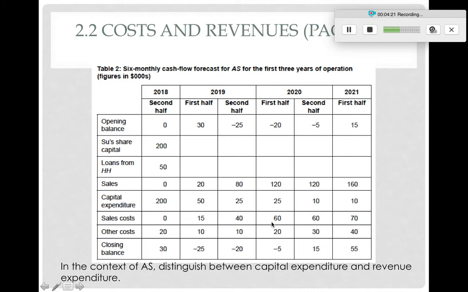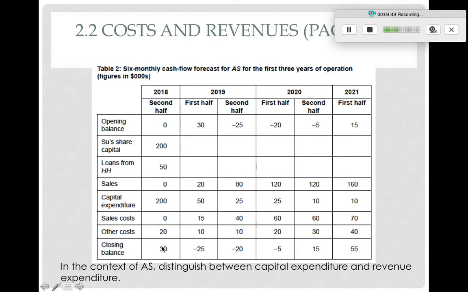Sales costs, this would be the cost of goods sold, or the direct costs, otherwise known as. Other costs is not identified, however, we could assume that these are expenses or overheads, indirect costs essentially, and then closing balance. Again, you've not been provided with the net cash flow for this, so you might be asked to calculate it.